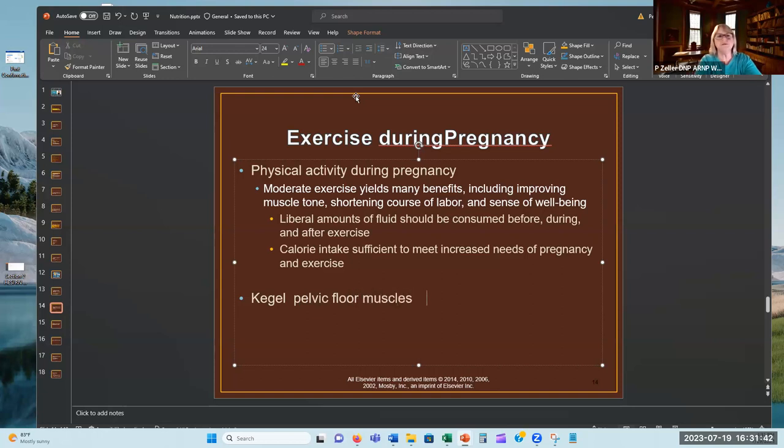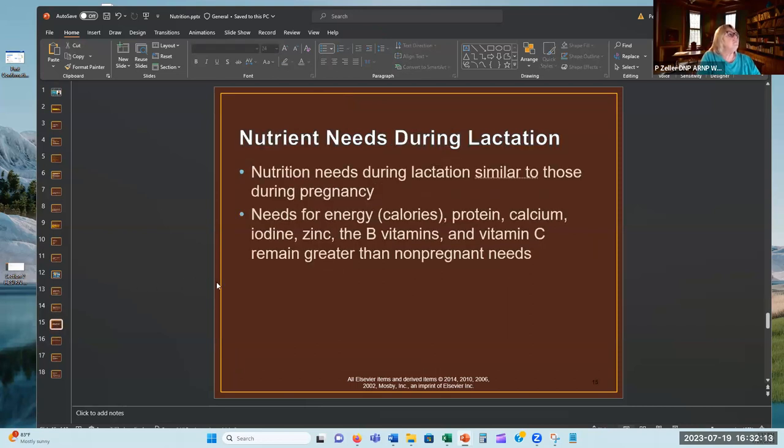Women sometimes will experience some incontinence, like urinary incontinence, during pregnancy. If we get them to do some Kegel exercises, sometimes that'll help. Also, Kegel exercises better prepare the pelvic floor for delivery. If you're exercising muscles, they become more flexible and more elastic. So it's better if she does some Kegel exercises. During lactation, she's going to need more calories, and we'll talk about that later.